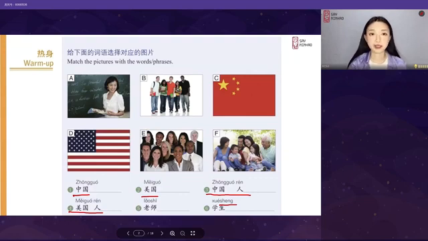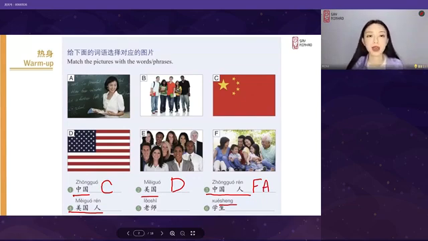First one, which one is 中国? Which one? C is 中国, right? That's because this is the Chinese flag, the flag of China. And next one, 美国 is D. And next, 中国人, Chinese people, which is Chinese people? Obviously, F, right? And which one can also be? A can also be Chinese too, okay?